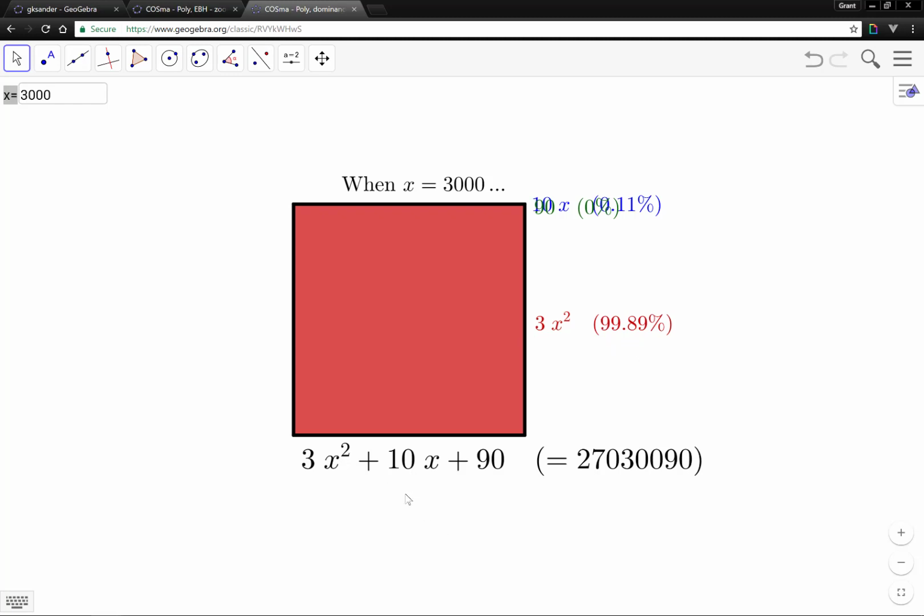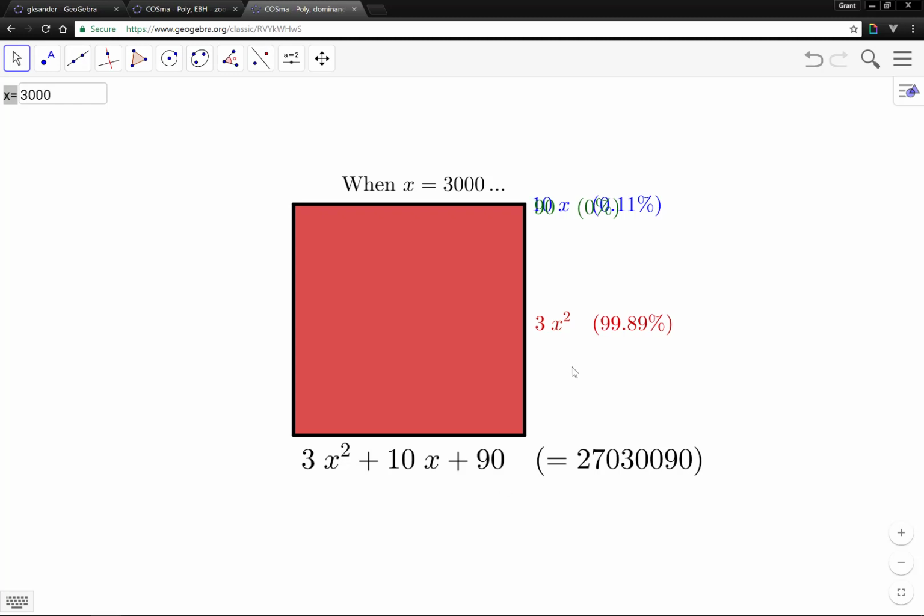the total polynomial expression. So as x increases and increases, 3x squared is becoming closer and closer to 100% of the total value of the polynomial expression. So as x increases without bound, 3x squared becomes almost the same value as 3x squared plus 10x plus 90. So that 3x squared part is making up almost all of the polynomial expression as x increases without bound.